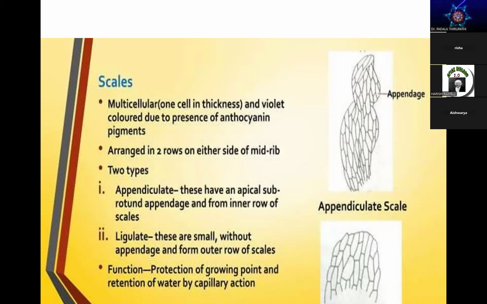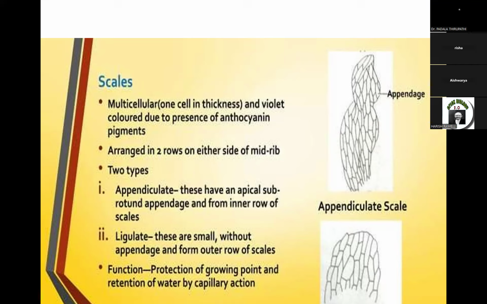Along with rhizoids, in Marchantia, on the ventral surface, you will see the scales, the brown-colored structures you have seen in the earlier diagram. So they are the scales. In the diagram you are seeing appendiculate scales. Here you are seeing many cells. They are made up of many cells, so scales are multicellular, but they are one cell in thickness. Only a single layer is present.